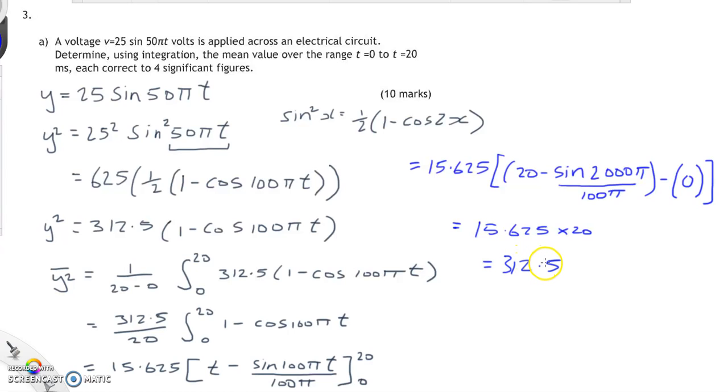And now just one step remaining to get the root mean square. We take the square root of that value, 312.5. I get 17. Oh, he wants it to 4 significant figures, so 17.68. 17.68, and it's going to be volts, so we'll stick in a V.